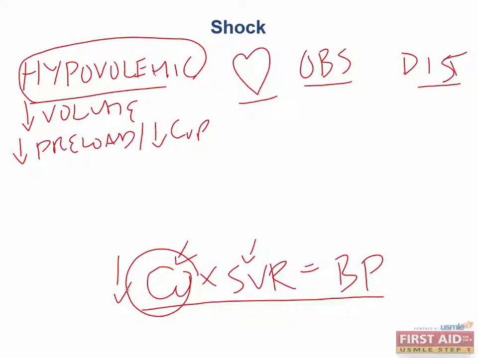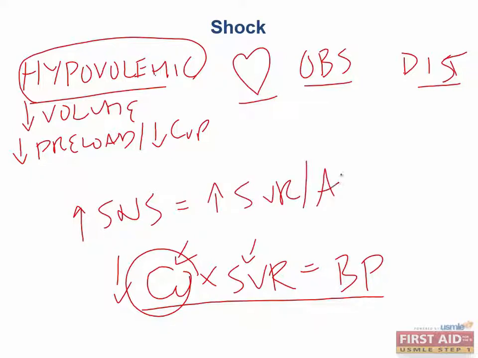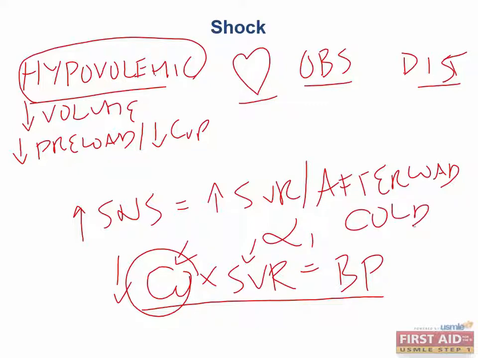The baroreceptors sense hypoperfusion and they're going to ramp up the sympathetic response in an effort to increase systemic vascular resistance. This also will increase the afterload, secondary to alpha-1 mediated vascular smooth muscle cell constriction. The vasoconstriction of the dermal capillaries makes the patient feel very cold to the touch, and the sympathetic mediated stimulation of sweat glands makes the patient feel very clammy to the touch.